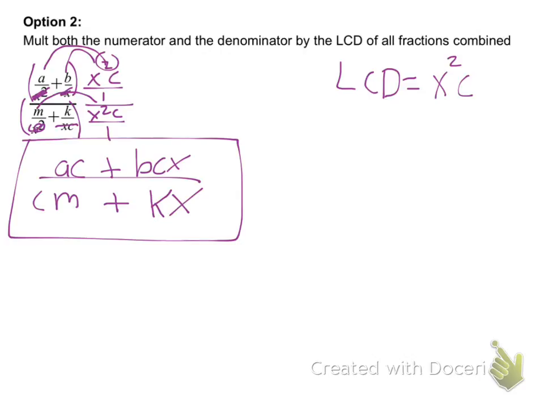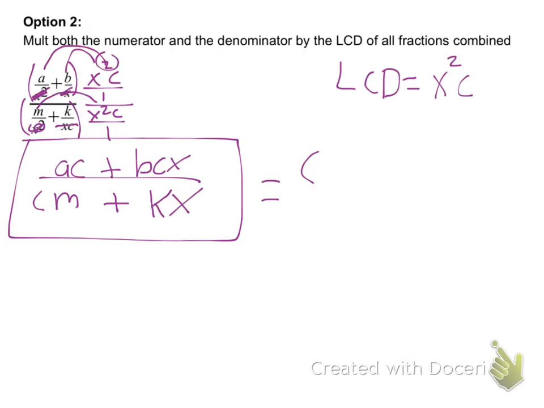C's cannot cancel. I can pull a c off the top, because c's in both of them. I can factor that out. But can I pull a c out of the bottom? No. I can't factor it because the kx does not have a c. So therefore, I am done. So you can leave it like this, and you can also take out a c.